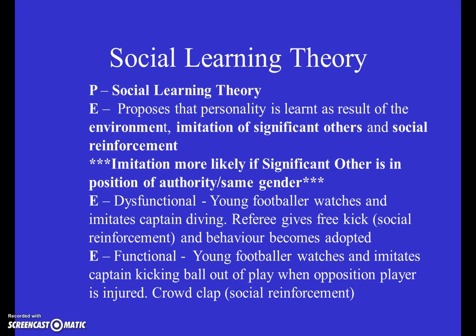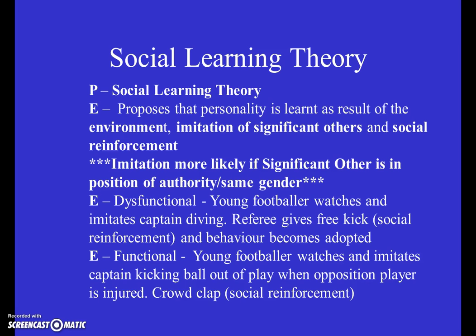This theory proposes that all of our personalities are learned, and they're learned as a result of the environment in which we're in, imitation of significant others, and social reinforcement. Now, it's saying that we're more likely to imitate people who are, one, the same gender, or two, in a position of authority. So you are more likely to follow your parents' dietary habits. If you're a boy, you're more likely to follow your father's dietary habits, or your father's aggression, or whatever.